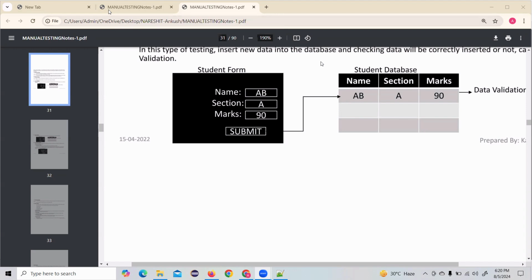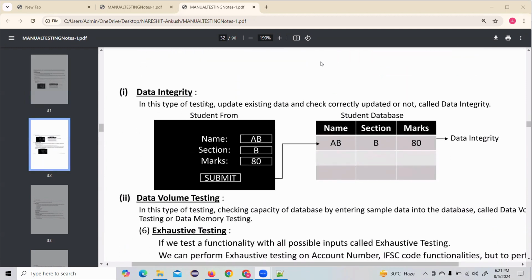Yes. Is it done? So what is the second one? Now what I told you, I want to update the existing data, the data which is present right now. See how many marks are there? 90. I should update those marks to 80. So which testing should we do? Data integrity testing. What is that?